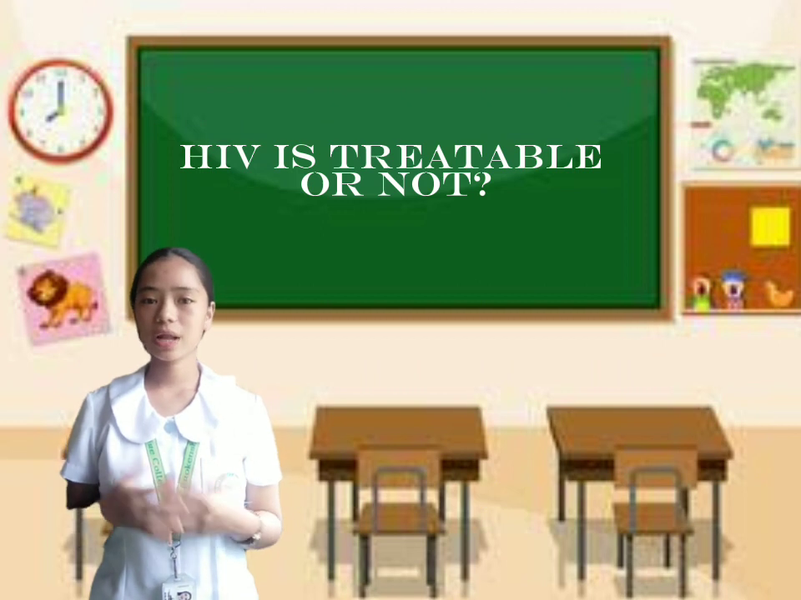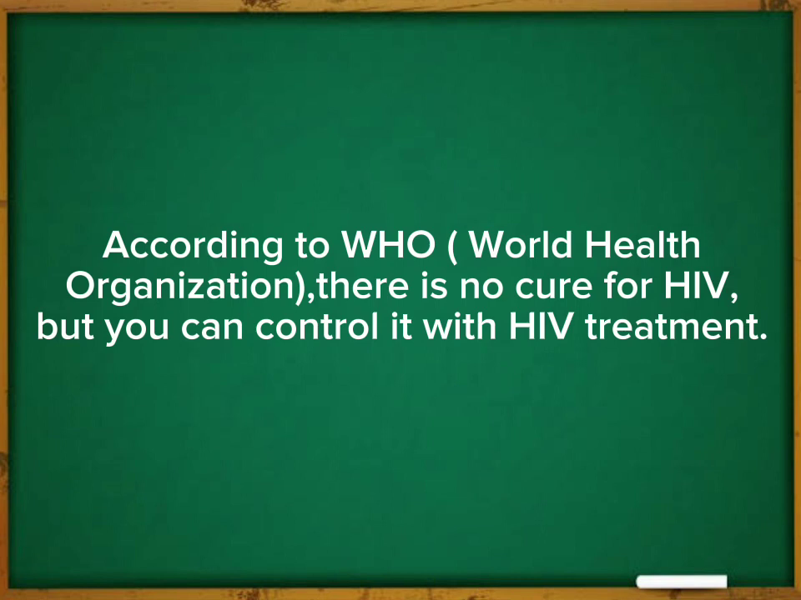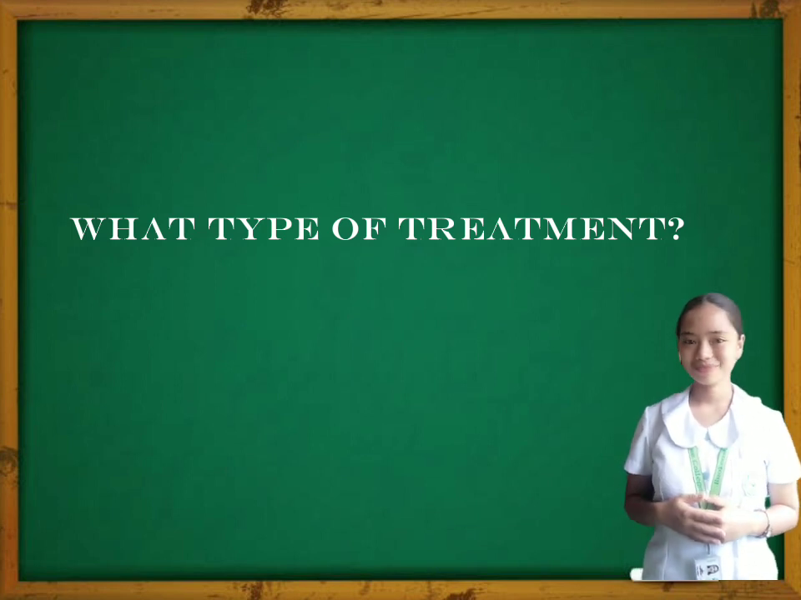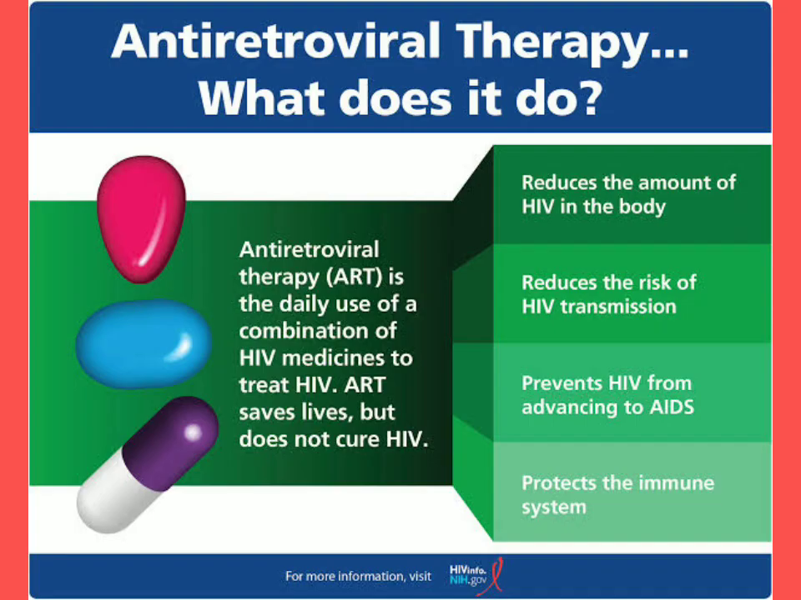Are you curious like me if HIV is treatable? According to WHO, the World Health Organization, there is no cure for HIV, but you can control it with HIV treatment. So let's find out the type of treatment for HIV. Antiretroviral therapy, or ART, is a combination of HIV medicines called an HIV treatment regimen. Everyday ART is recommended for everyone who has HIV. These are the benefits of antiretroviral therapy for HIV.